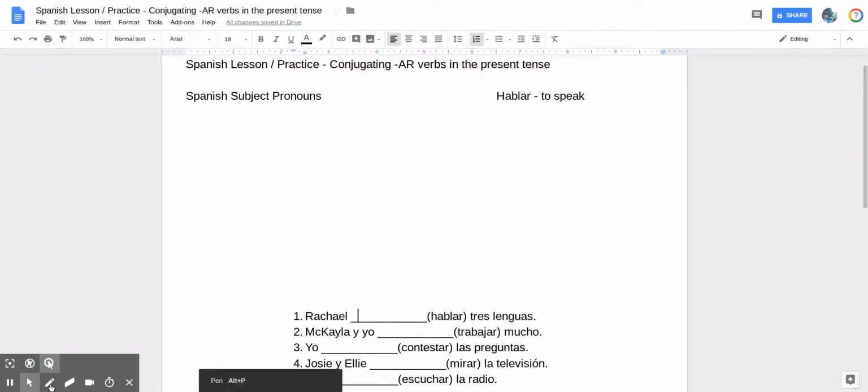Hey everybody, so for this lesson, I want to look at conjugating AR verbs in Spanish in the present tense. What that means is I'm going to take verbs that end in the letters A and R, and put them into their various forms. So I'm going to change, for example, hablar, which means to speak. I'm going to be able to change it to I speak, you speak, we speak, etc.